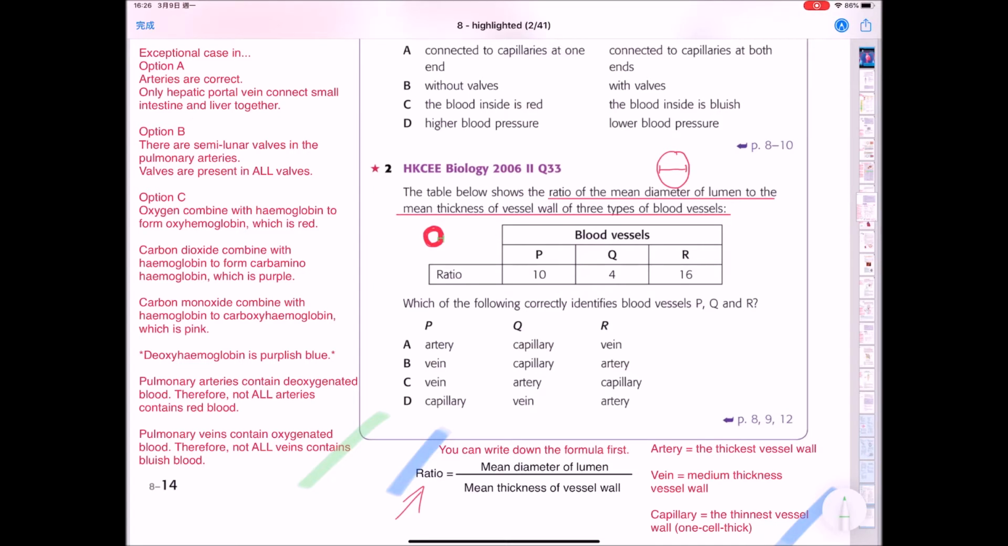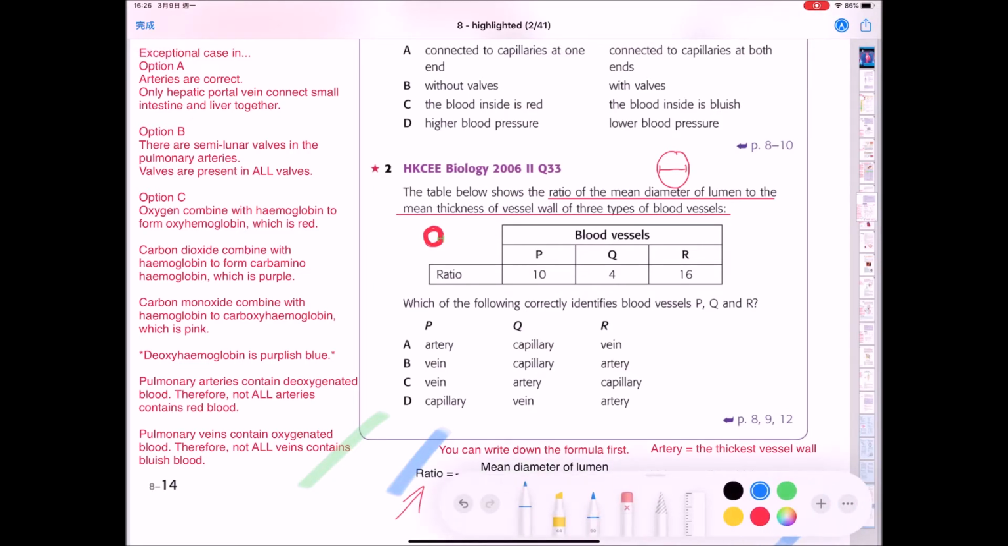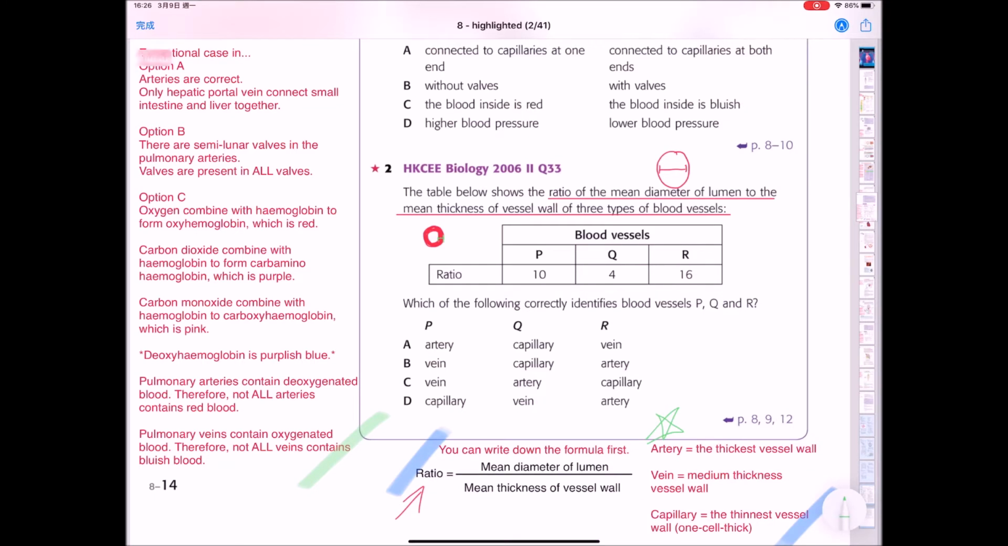In this simple calculation, I did not ask you to remember the number of the vessel wall thickness, or the mean diameter, or how many millimeters the vessel wall is in the artery or capillary. So you don't need to get a number to calculate. You just need to compare the relative thickness of these three types of blood vessels. That is the main focus of this question.